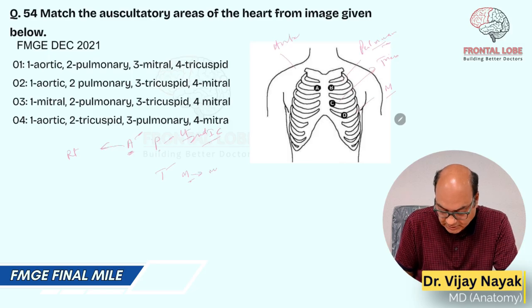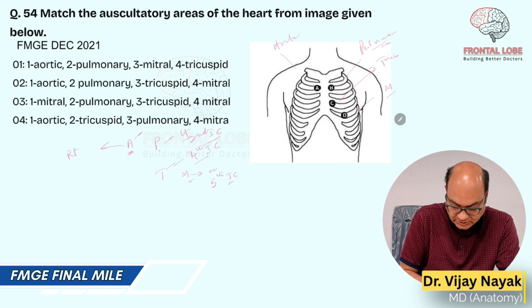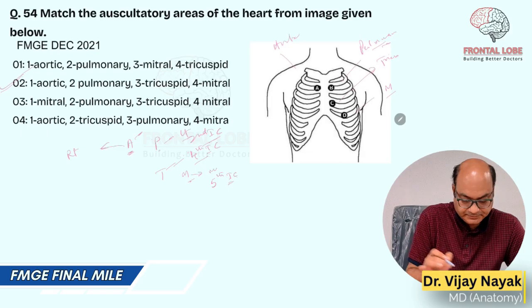So D is a little bit lower, at the level of the fifth intercostal space, and C, the tricuspid area, is at the level of the fourth intercostal space. So the option is: A is aortic, B is pulmonary, C is tricuspid and D is mitral. So option B is correct.